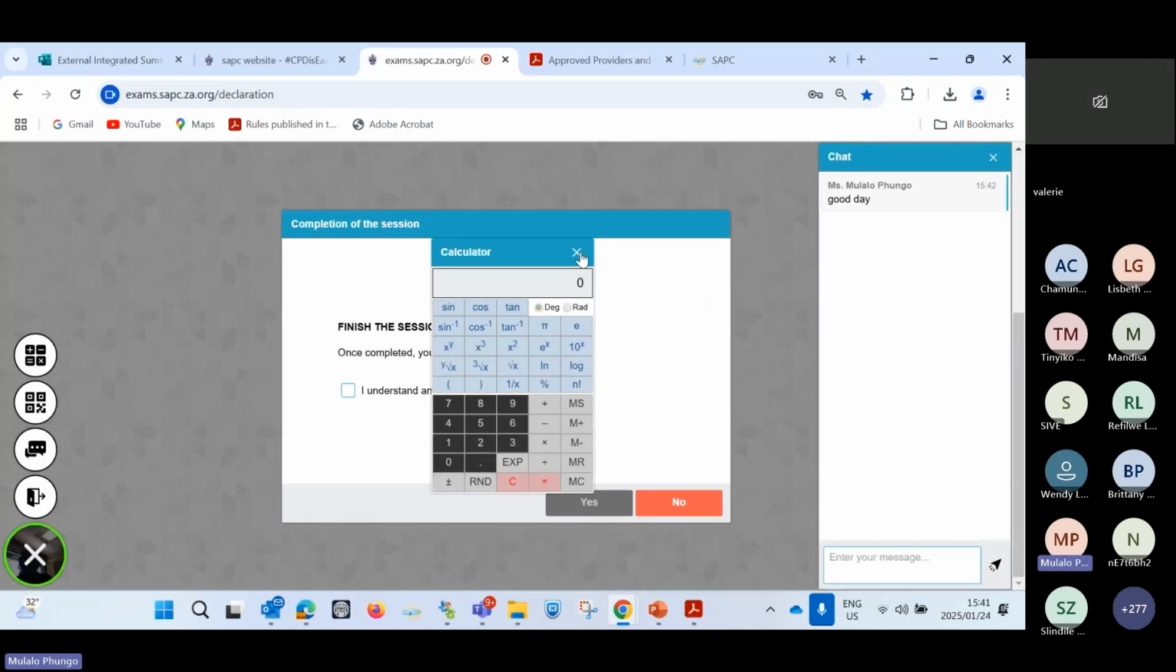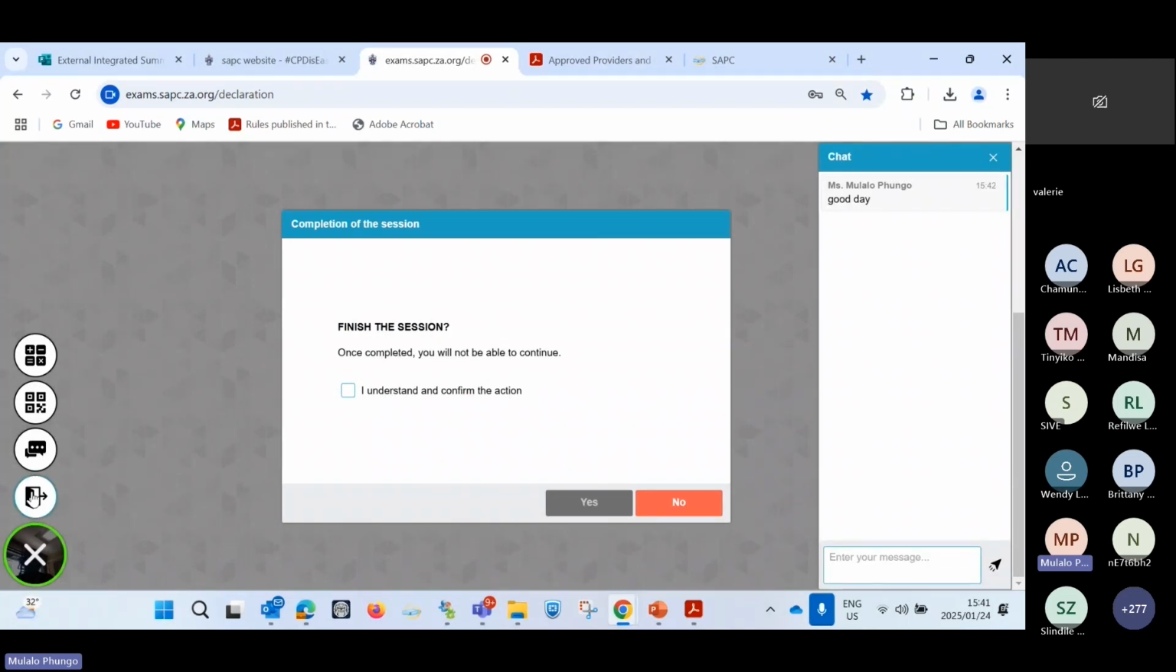There are some forbidden areas, ne? So this one here, if I read, "completion of the session," means that if you click this, finish the session, you want it to end. Once completed, you will not be able to continue. We do discourage you from coming here, because why would you want to end a session prematurely when you've not accessed the paper, when you've not written the paper? So that is what we're talking about in terms of logging in.